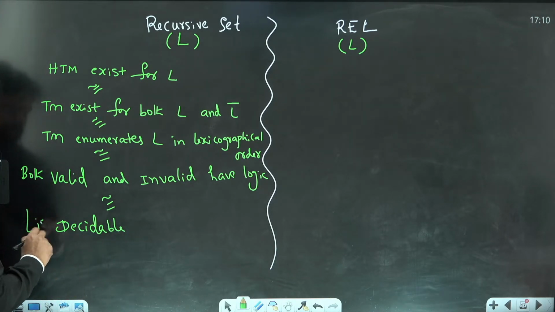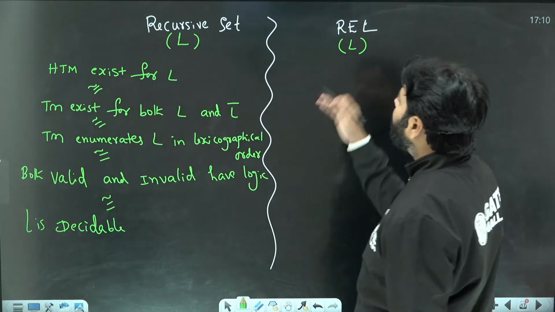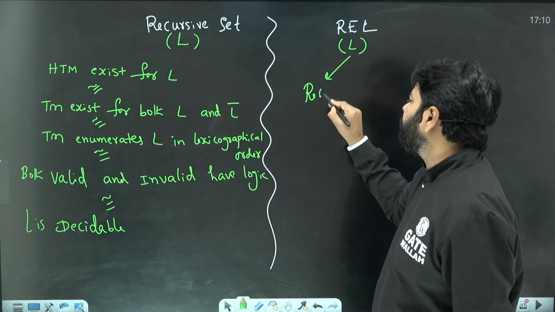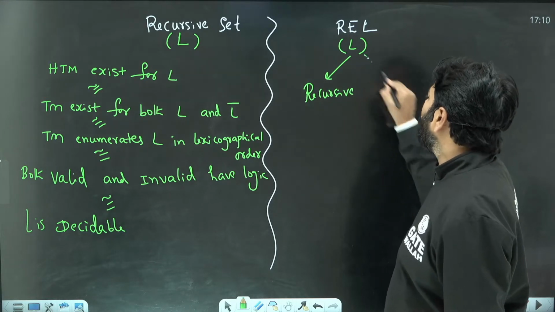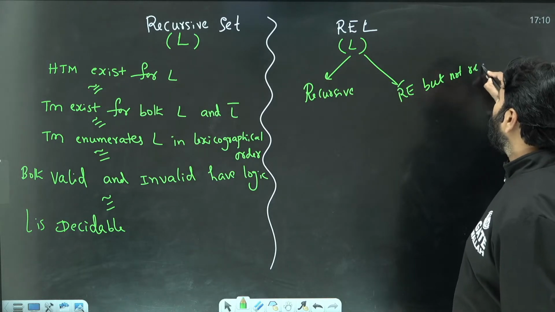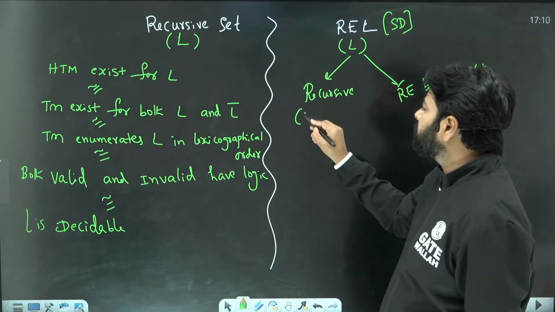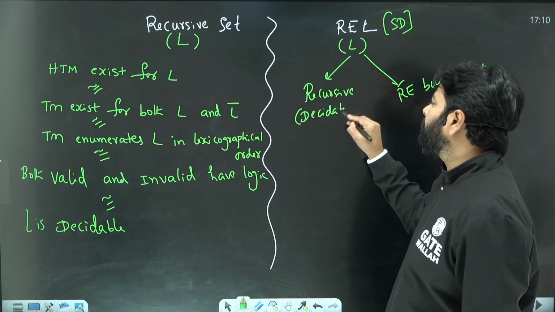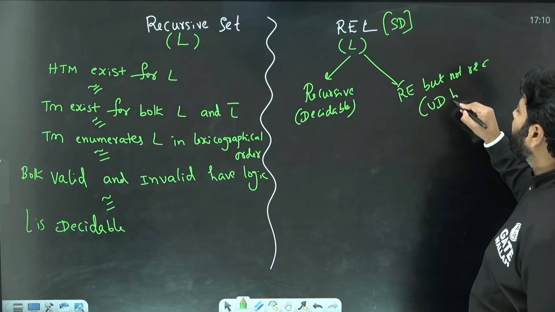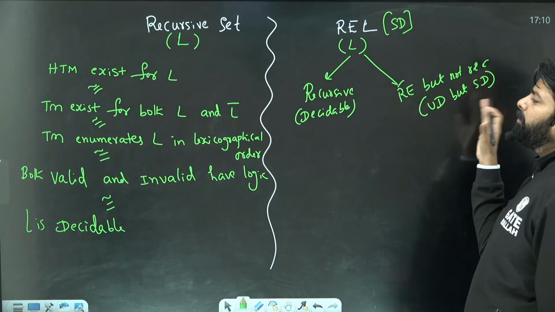L is decidable is another name. When we say REL, it is not clear whether it is recursive or not recursive. There are two types here. It might be recursive, or it might be RE but not recursive. REL's other name is semi-decidable. So recursive means decidable. Within REL there are two types of languages, and RE but not recursive means undecidable but semi-decidable.